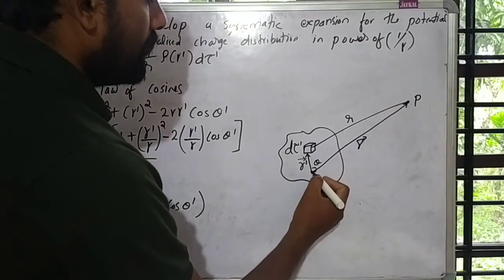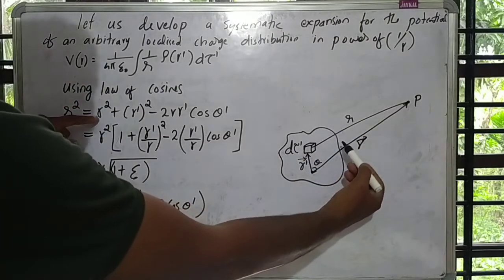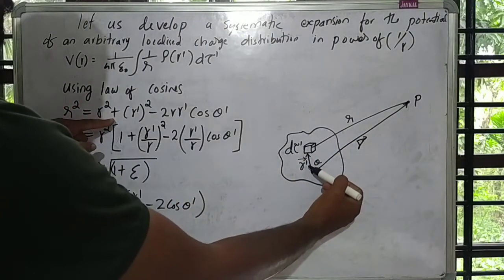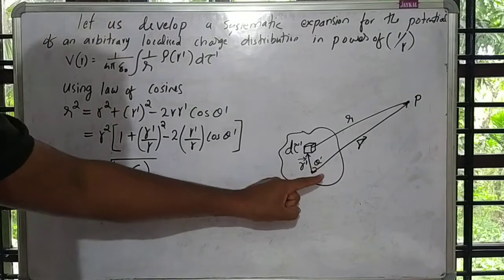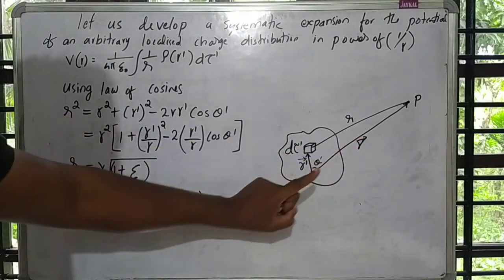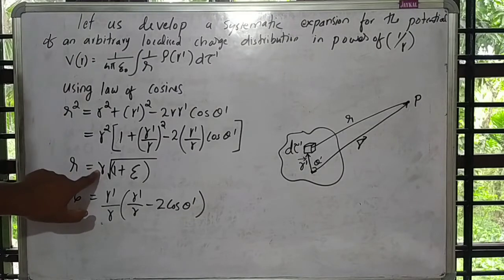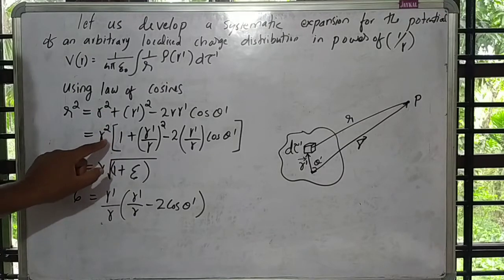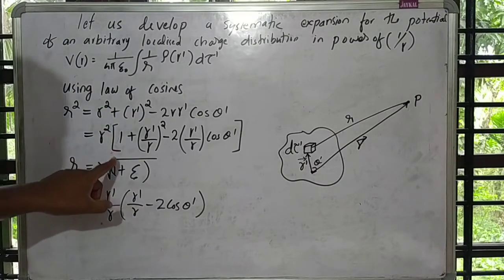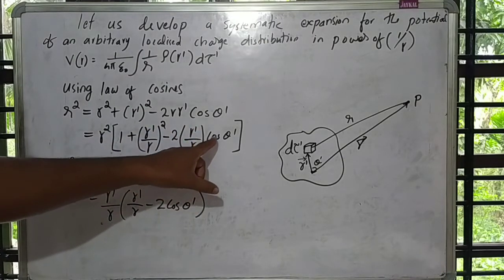by using the law of cosines, R square is equal to r square plus r dash square minus 2 r r dash cos theta dash, where theta dash is the angle between this r and this r dash vector. And we can write this relation as, when we take the root of this equation, R is equal to under root r square, which is r into under root 1 plus r dash divided by r whole square minus 2 r dash divided by r cos theta dash.